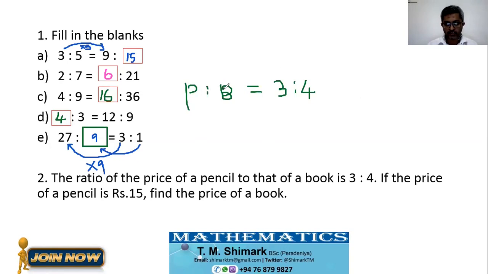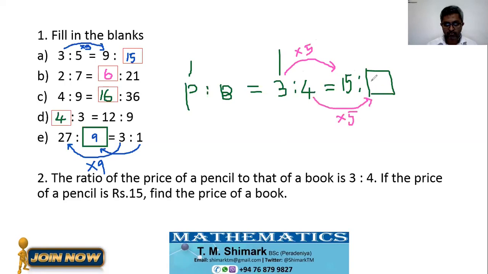Can we find the answer for this? Price of pencil is to book equals 3 is to 4. And they also gave the pencil price. Pencil is the first guy, 3 is to 4. So pencil is the first guy, 15. So what will be the box answer here? How did it become 15 is the question. It became 15 just by multiplying by 5. 3 into 5 is 15. So I have to multiply this guy by 5. It's going to be 20. So the price of the book is going to be 20.